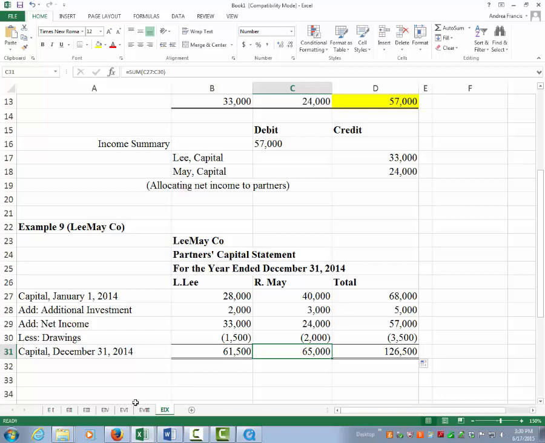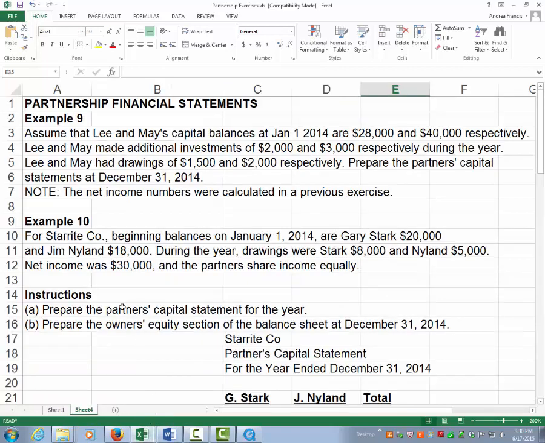Let's move on to example 10. So this is Starlight Company. For Starlight Company, beginning balances on January 1, 2014 are Gary Stark 20,000 and Jim Nyland 18,000. During the year, drawings were Stark 8,000 and Nyland 5,000. Net income was 30,000 and the partners share income equally. So prepare the partner's capital statement for the year and prepare the owner's equity section of the balance sheet at December 31, 2014. So we've already built a partner's capital statement from scratch in example 9.